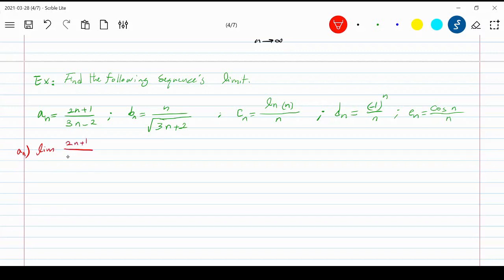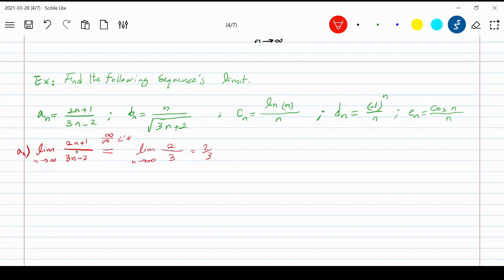Limit of 2n plus 1 divided by 3n minus 2 as n approaches infinity. If you replace n with infinity, you get infinity over infinity, right? This is kind of what we learned if we're dealing with functions. You can always use L'Hopital's rule. You can assume that you have infinity over infinity, use L'Hopital's rule. Simply what you get is the derivative of 2n plus 1, which would be 2, and the derivative of the denominator would be 3, as n approaches infinity.